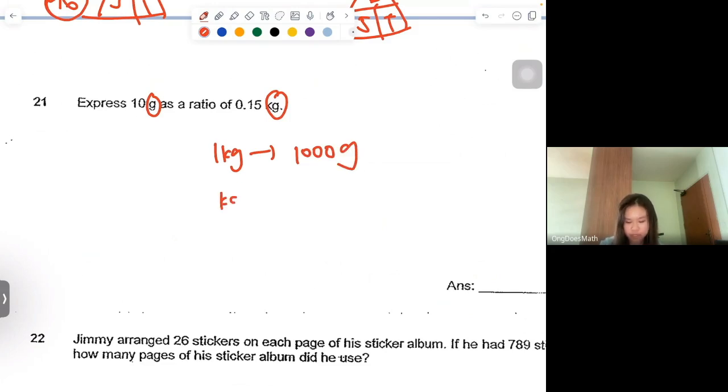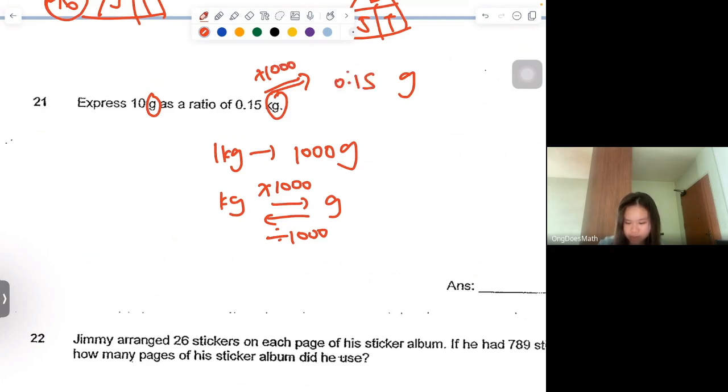So from kg to gram, you times 1000. And the reverse is divided by 1000. So kg to gram, you times 1000. So 0.15 times 1000. Move the decimal point to the right by how many times? 3 times, because there are 3 zeros. 1, 2, 3. Decimal point is here. Put a 0, fill in the 0. So it's just 150 gram.